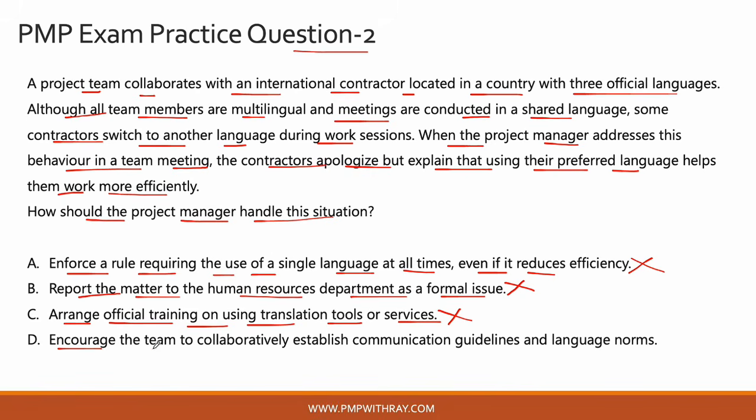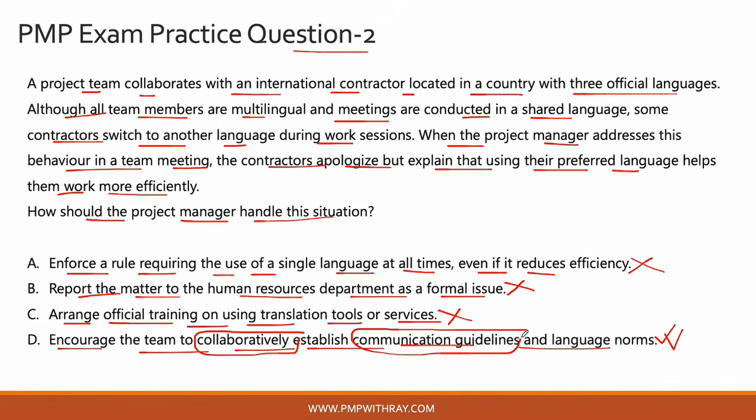Let's look at option D. Encourage the team to collaboratively establish communication guidelines and language norms, which is sort of the only plausible option. It is a balanced option as well, because you are establishing a collaborative atmosphere and you are giving some communication guidelines.